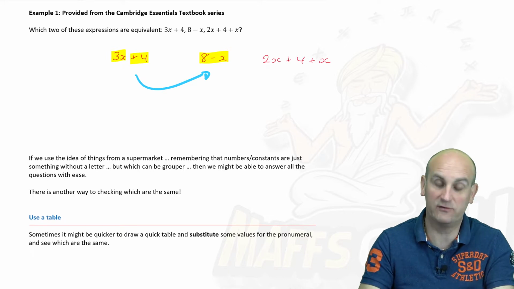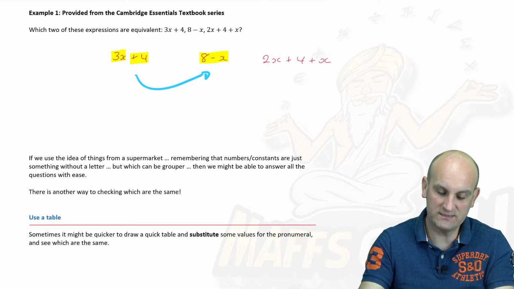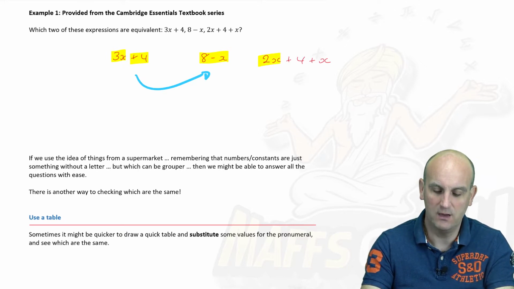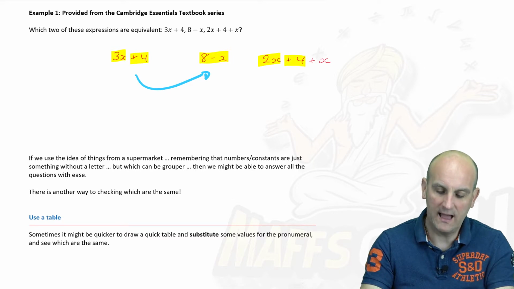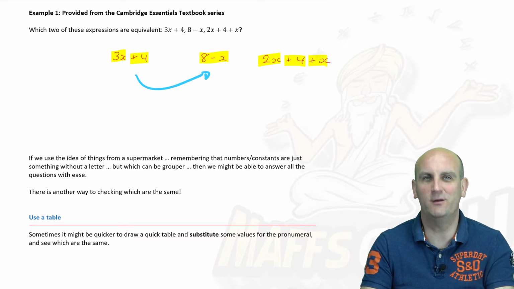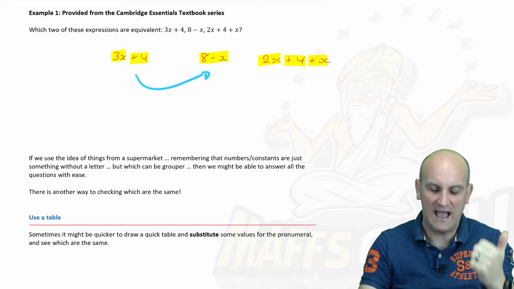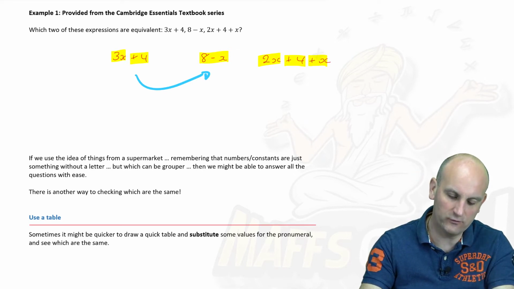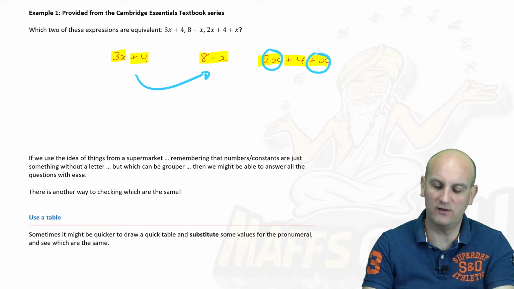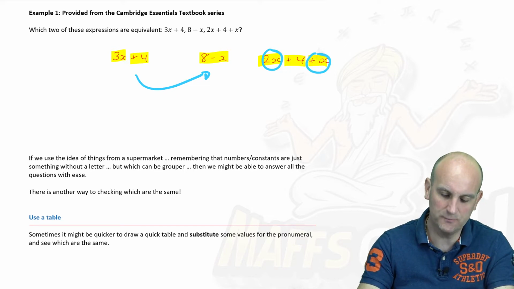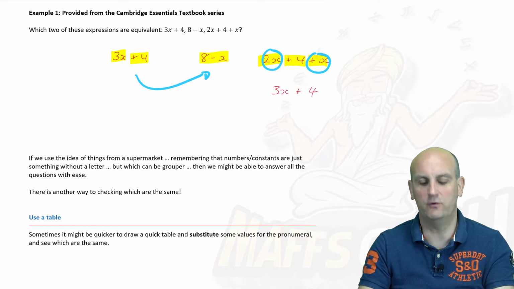So let's hope that the next one is the equivalent expression. I've got 2 xylophones. I've got a plus 4 and I've got another xylophone. Well, hold on a moment. I can add this stuff together. I've got 2 xylophones and I've got another xylophone. How many xylophones have I got in total? I have 3 xylophones. And that just leaves this plus 4 on the end.